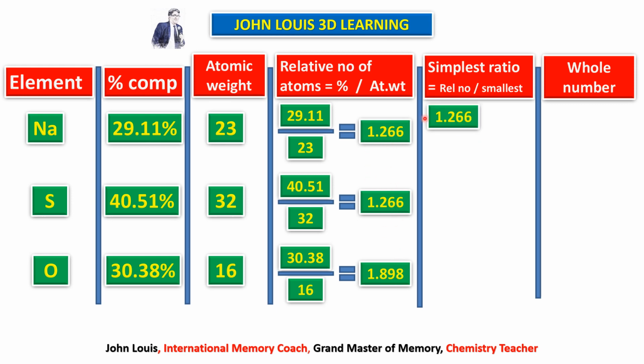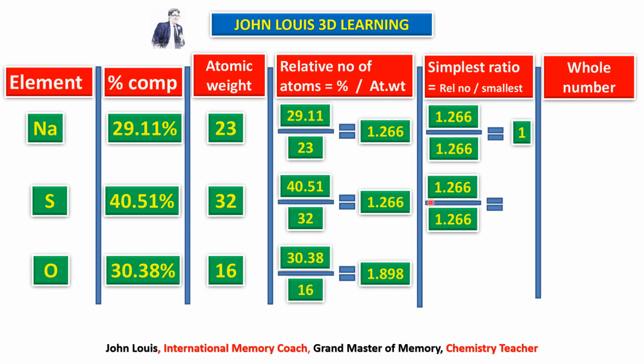Therefore, to find out the simplest ratio, what we need to do? We need to take this ratio and divide all of them by the smallest value. So 1.266 divided by 1.266 is equal to 1. And this also will be the same. And here 1.898 divided by the smallest, 1.266, is equal to 1.5. So here this is 1.5, this is 1 and this is also 1. These two numbers are whole numbers, but this is not a whole number.